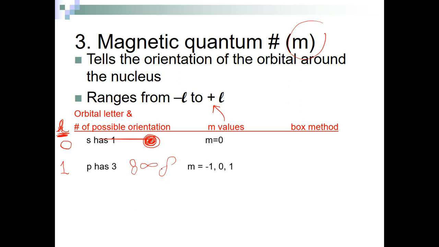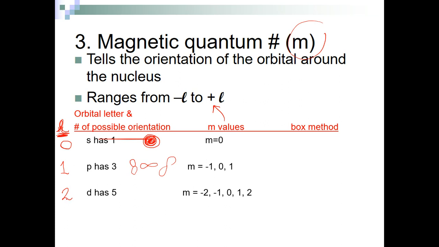Instead of drawing the 3 orientations, we're just going to draw boxes, and I'll show you in just a second what I mean by that. The d orbital has 5 orientations, so there are 5 different ways it can position itself along the XYZ axis if it's a double peanut orbital. Now remember, the d orbital's L quantum number that tells you the shape is L equal to 2.